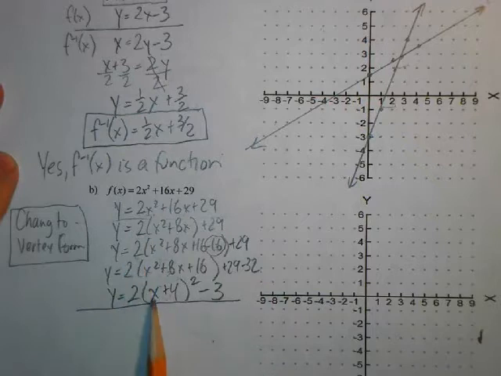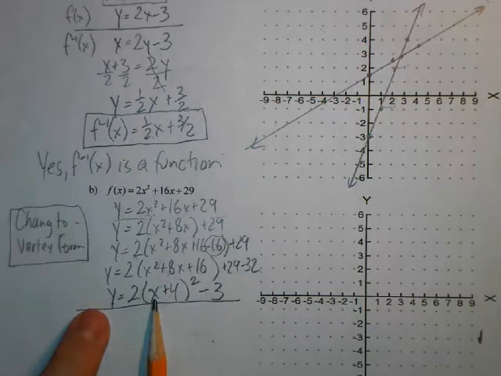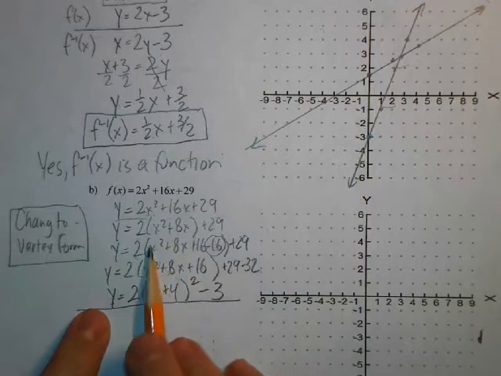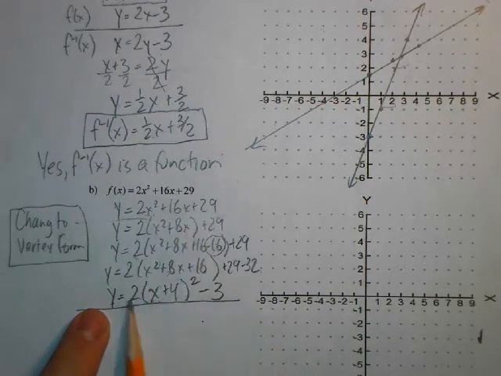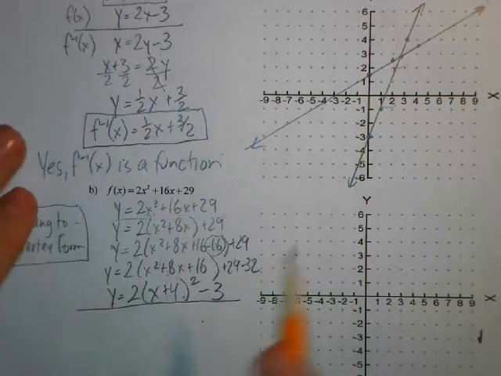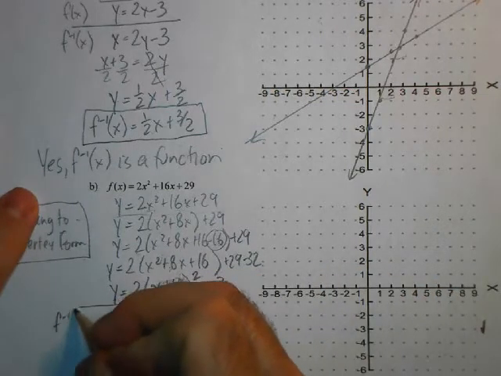So if you notice now, I have one y value and one x value. And that's the beautiful thing about vertex form. Prior to this, on the right side, I had an x squared and an x value. But when you change to vertex form, you just have an x. And now that we have that, I am now going to switch the variables around.